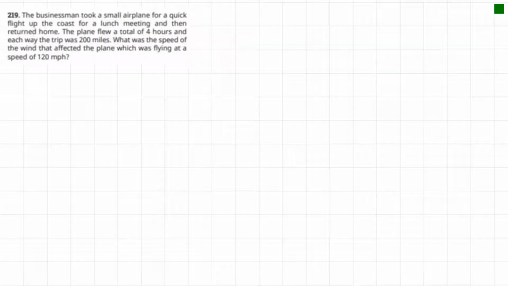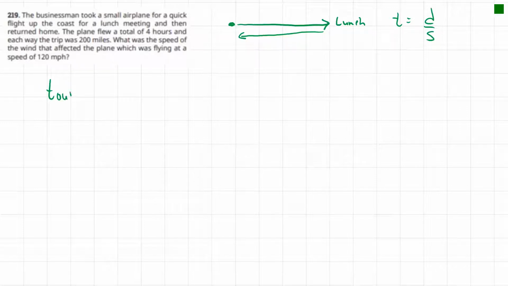So a businessman took a small plane for a quick flight up the coast for a lunch meeting and then returned home. So we know he started, went out, had lunch, and then came back home. And that time took 4 hours. So the time, which is distance over speed, took 4 hours. So the time outbound plus the time home equals 4 hours.